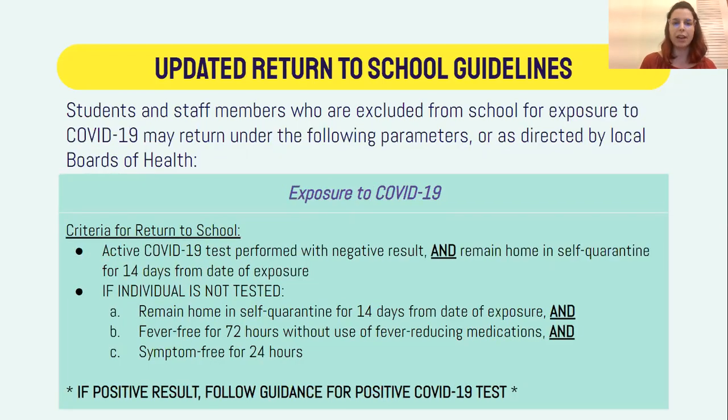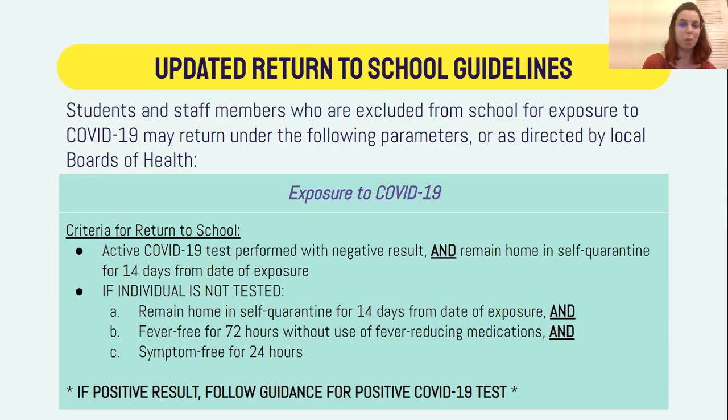So students and staff members who are excluded from school related to exposure to an active COVID-19 case may return under the following parameters, or again, as directed by local boards of health. An active COVID-19 test must be performed with a negative result, and the individual must remain home in self-quarantine for 14 days from the date of exposure.